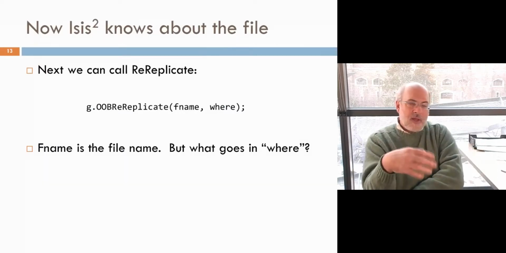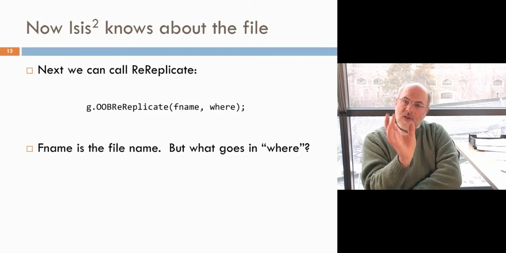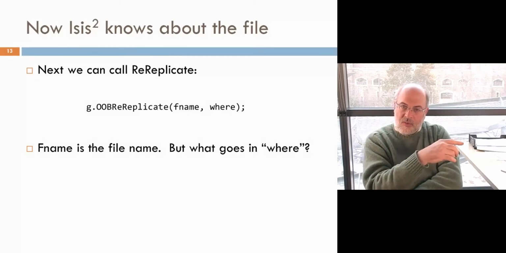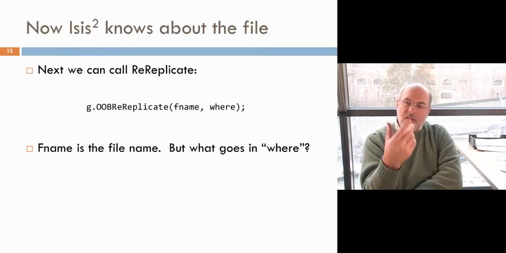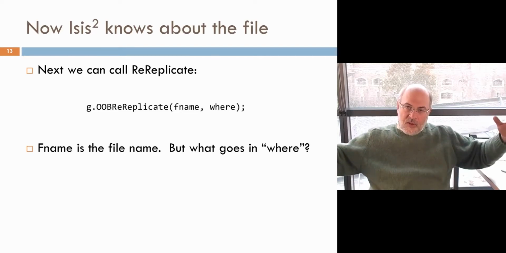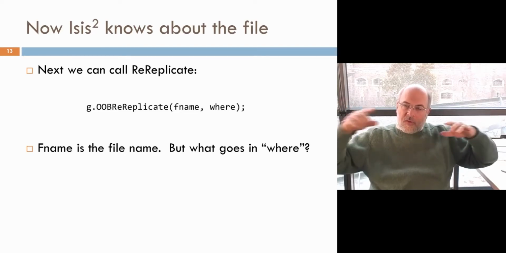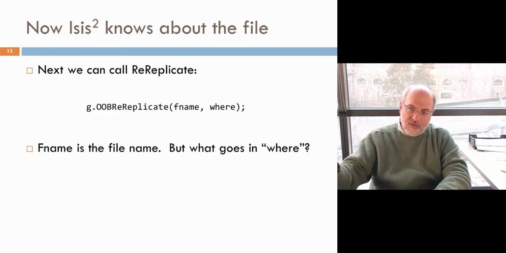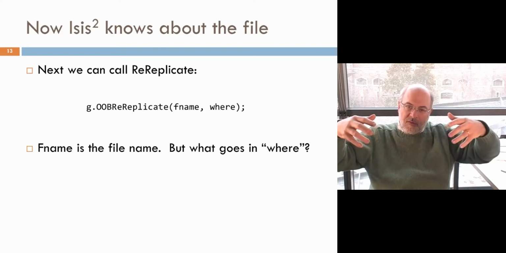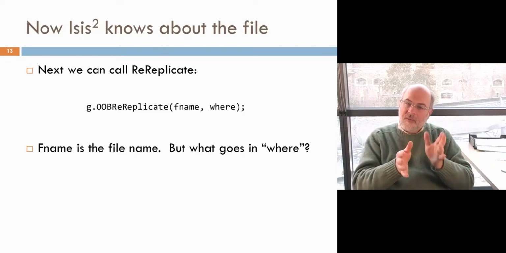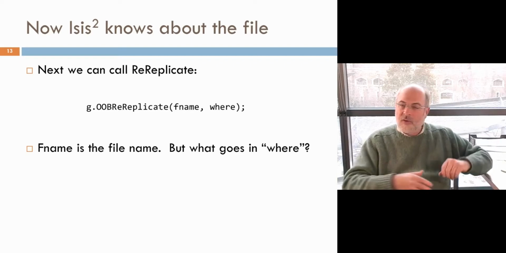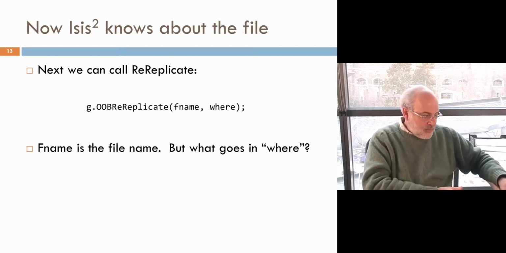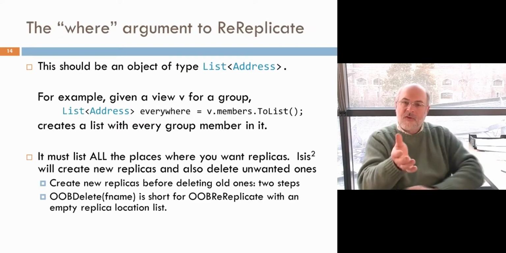So this re-replicate, now what it does is when you have a file already registered, so you had to do the OOB register first, you can give a list of locations where you would like replicas. And the only rule on this is you have to have a process group that those locations are members of. So you have to have a program running at each of those places, and the program instances have to join this group, and now any subset in that group can be used to create this list where.